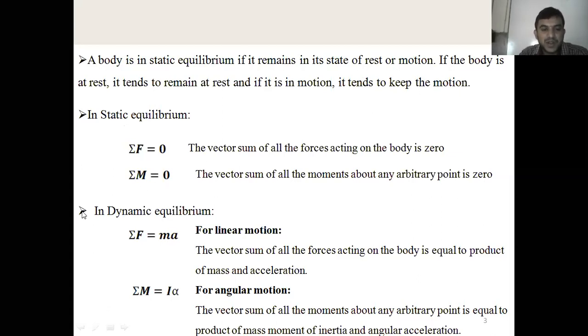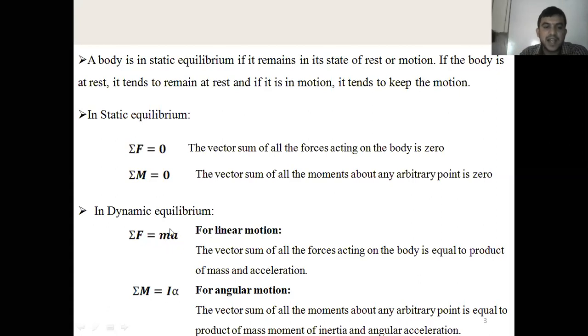If you go for the next one, the body is under motion along with acceleration, meaning velocity is not constant, velocity changes with respect to time. Then you go for applying a dynamic equilibrium equation. Again, if the body is under linear motion, meaning it follows a straight path, not a curved path, then what type of equilibrium equation will we go for? Here, the vector sum of all the forces acting on a body is equal to mass into acceleration.